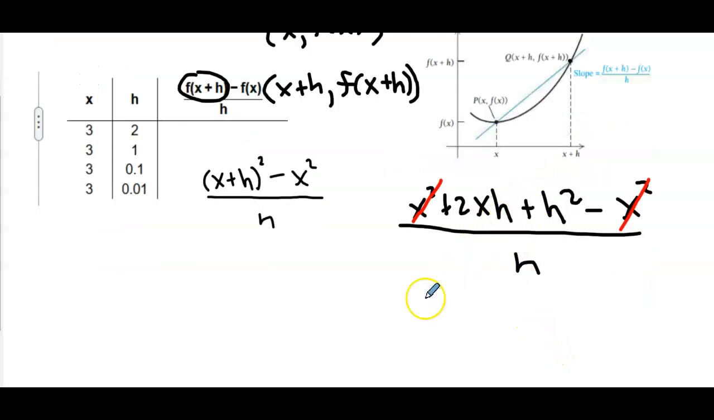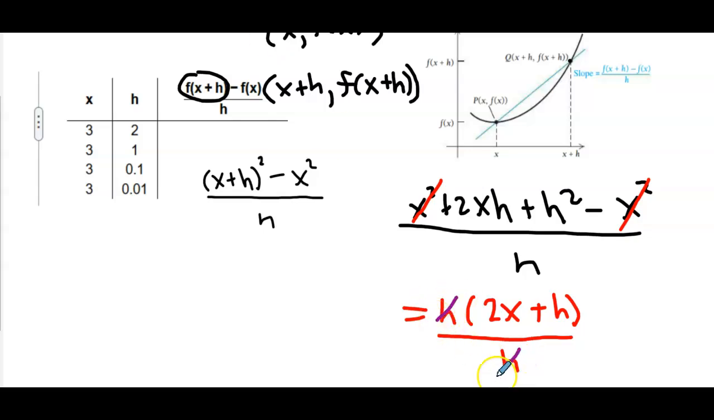And now there's a common factor of h up top. We've got h in both terms, so if we were to pull it out, we got 2x in the first term. We got a single h left in this term since we pulled one of those factors out. And now we can see that as a factor of 1, those h's are canceled. So our simplified difference quotient then is 2x plus h.